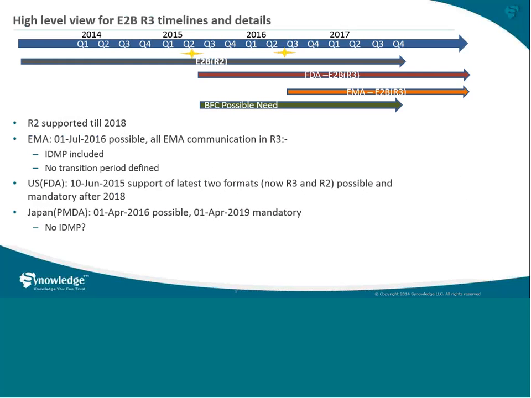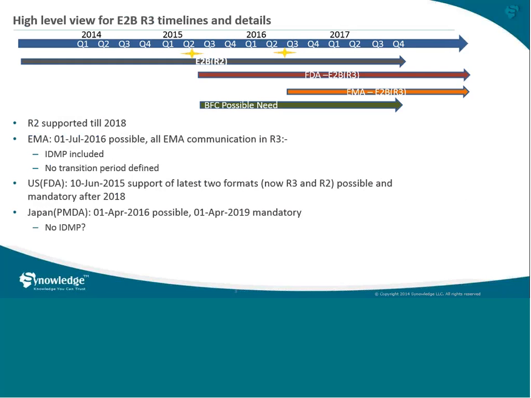Here we are displaying a high-level view of E2B R3 timelines. Basically, R2 will be stopped after 2018. So from January 2018, only R3 will be accepted. EMA, the European Medicines Agency, will start accepting R3 files from Q3 of 2016, and FDA will start accepting R3 from Q2 of 2015.